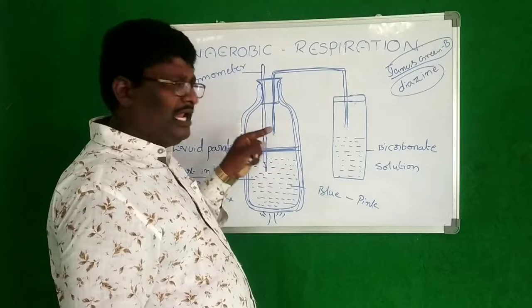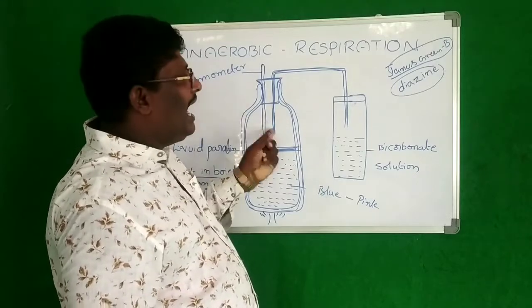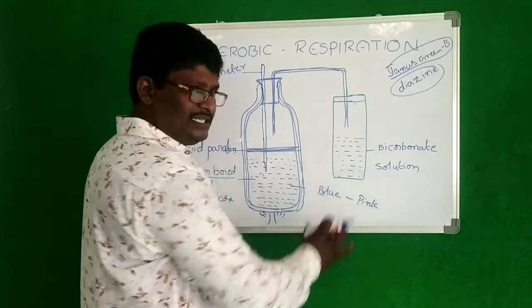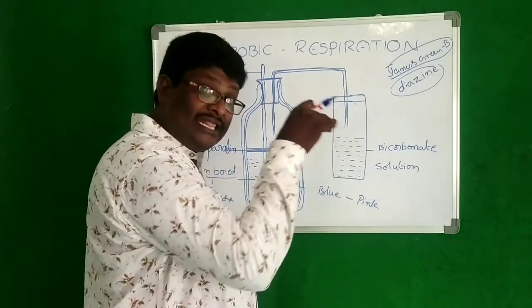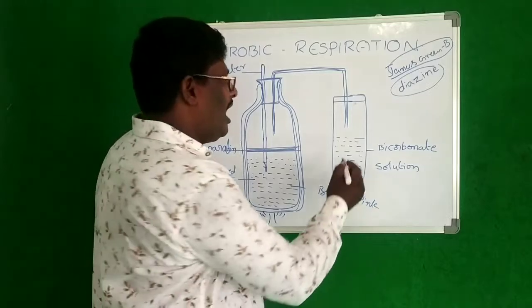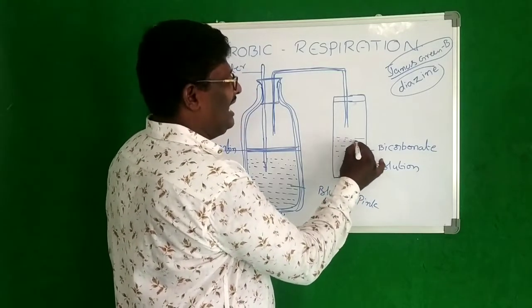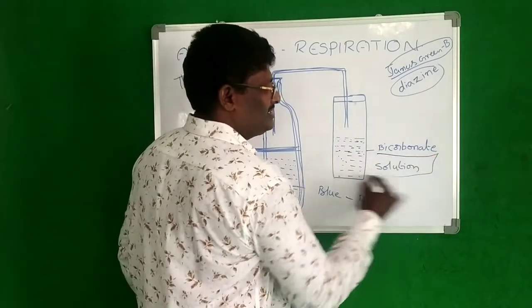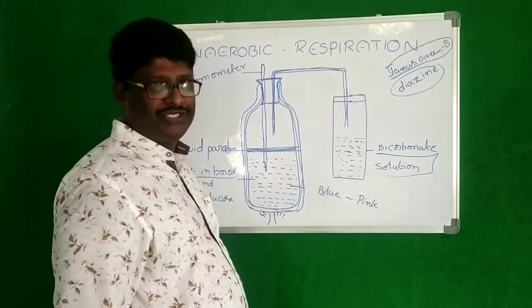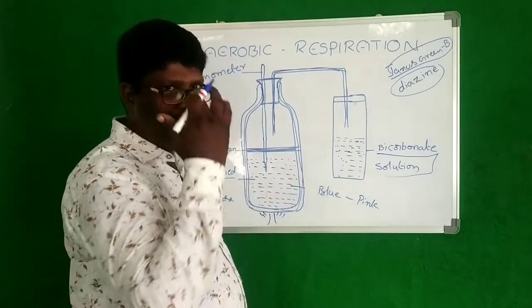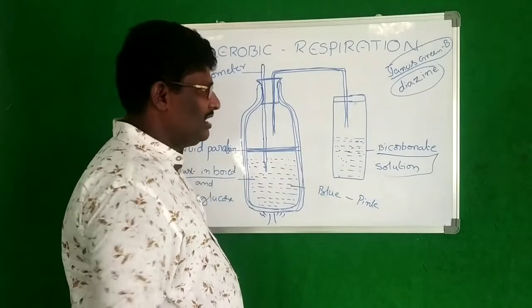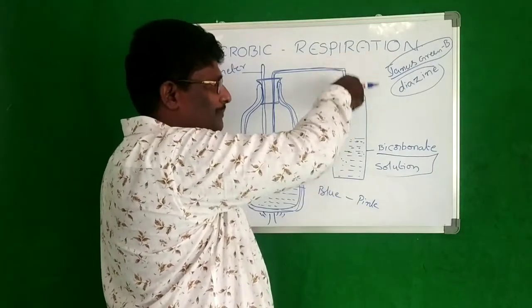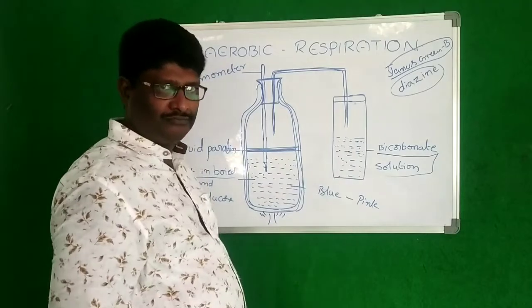One end we have to keep inside the flask, and on the other side we have to take one test tube or bowl. In the test tube or bowl we have to keep lime water or bicarbonate solution. What is that? Bicarbonate solution. The lime water is also called bicarbonate solution. So in that, we keep the other end in the test tube.